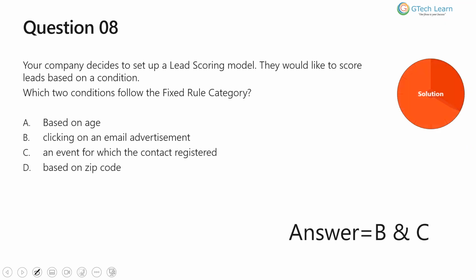Okay, so the correct answer is going to be option B and option C. Clicking on an email advertisement and an event for which the contact registered are going to have a fixed rule category.